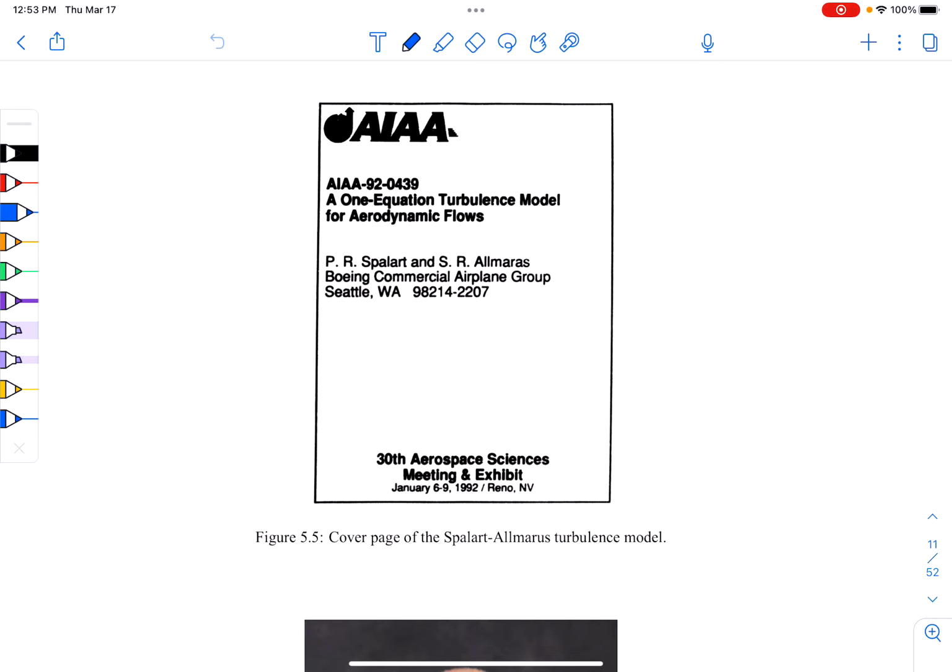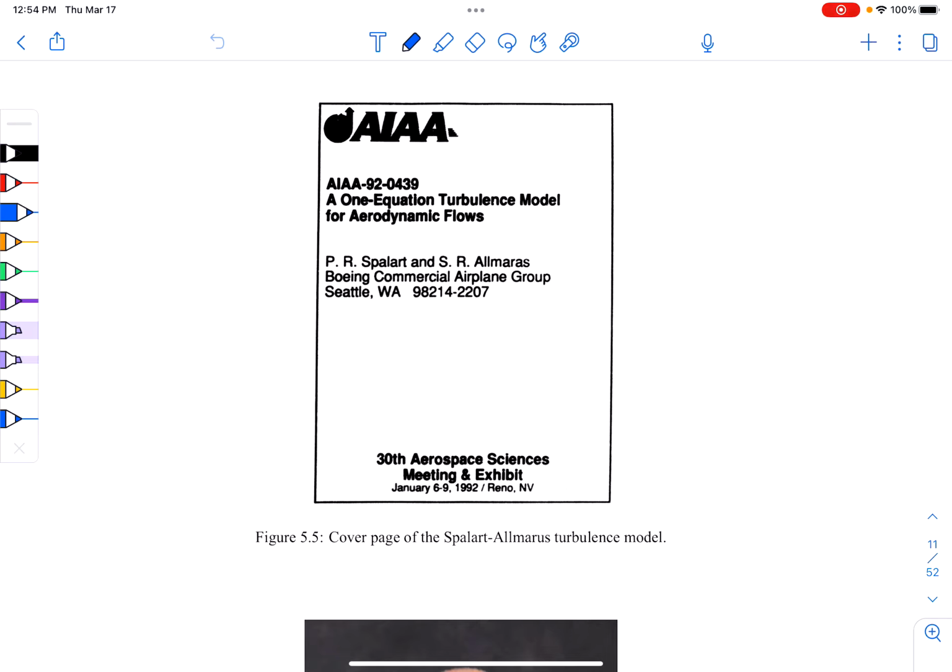You can see it was presented as a conference paper, and both the authors were associated with Boeing Commercial Aircraft in Seattle, Washington. Today they still have an excellent CFD group. One of my undergrad researchers was actually placed there, directly into the group, and I'm very proud of him. They're extremely well known and well respected. Spalart is still at Boeing as a technical fellow, which is probably the highest technical position you can get in a company like that.